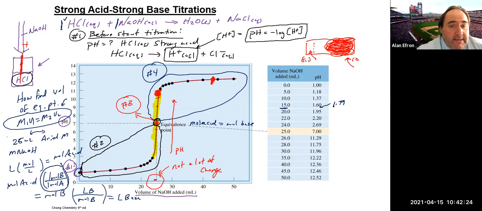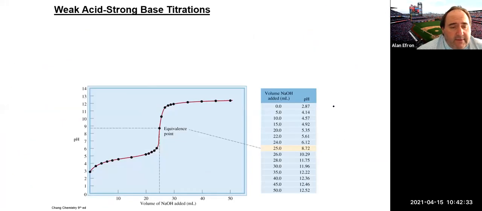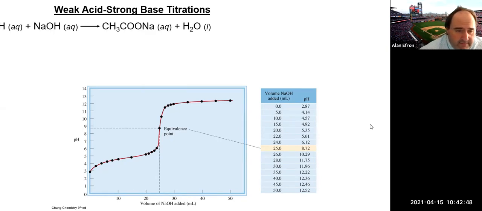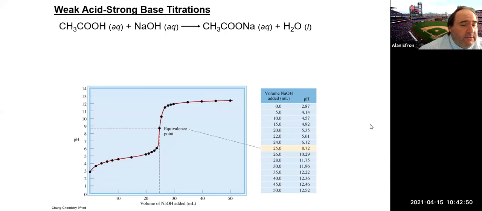Okay. The next type of titration we're going to talk about is a little bit different, kind of similar, but still a little bit different. And this is going to be a titration of a weak acid and a strong base. So we could look at something which is a similar one to a lot of titrations you've done, which is sodium hydroxide and acetic acid.